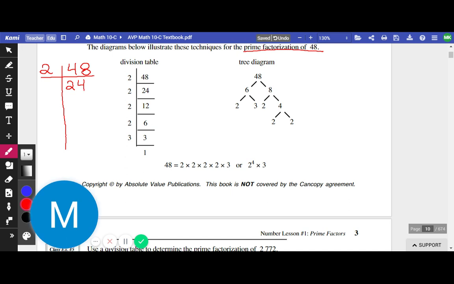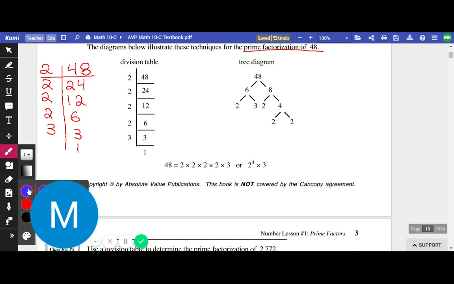And then I do the same process again. What's a prime number that could divide into 24? 2. And when I divide 24 by 2, I get 12. Then I ask myself the same thing again. What's a prime number that could divide into 12? 2. The answer being 6. What's a prime number that divides into 6? 2. Giving me an answer of 3. What's a prime number that could divide into 3? 3. Giving me an answer of 1. There is no prime number that could divide into 1. I always stop at 1. That's always my ending point on a division table.